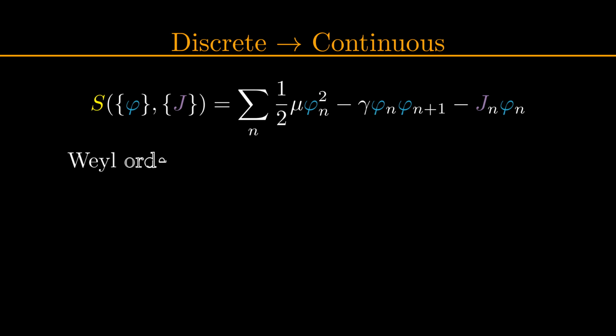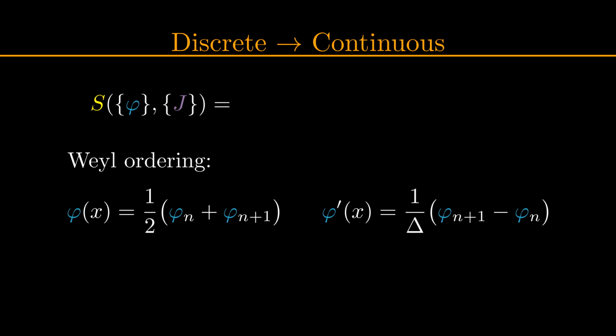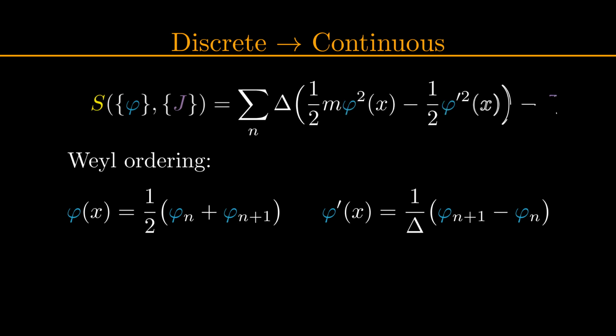The so-called ordering instructs us to express phi of x as 1/2 times phi n plus 1, and the derivative of phi with respect to x should then be defined as 1 over delta times phi n plus 1 minus phi n. Using our previously obtained expressions for mu and gamma as a function of this delta, we find that the action is updated to the following result.